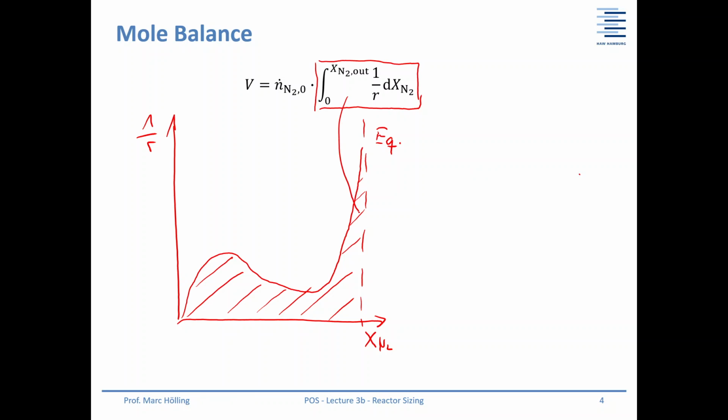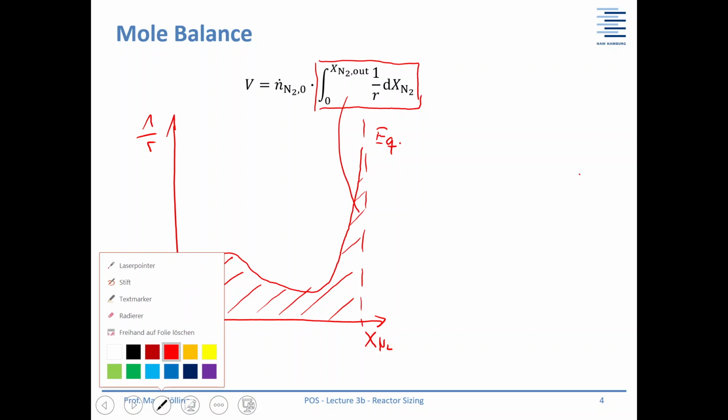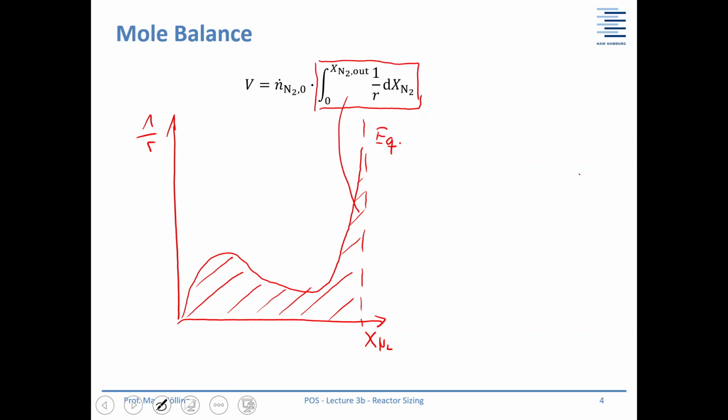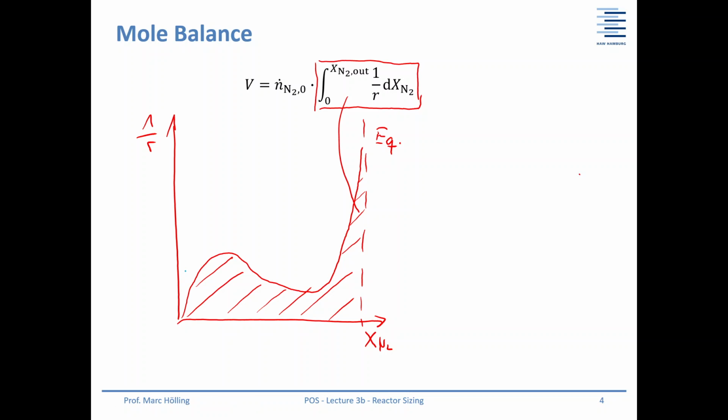So this area here is our integral. You get something like this, but what I always do is try to find out what might be the value of the rectangle having the same area as this red area. So maybe something like this.